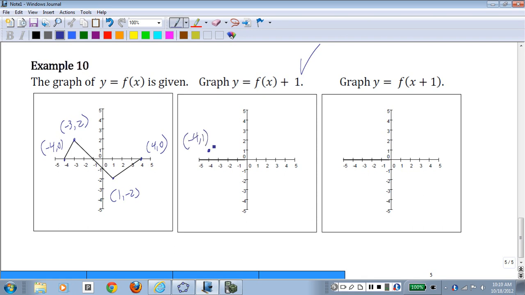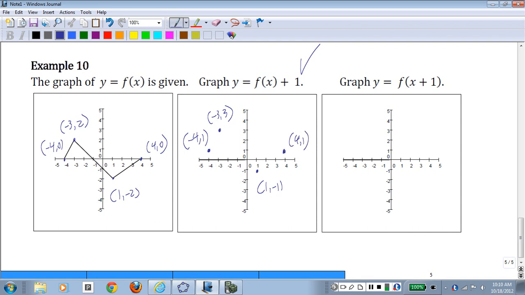(-4, 0): add 1 to the y. 0 plus 1 equals 1. (-3, 2) goes up 1 to (-3, 3). (1, -2) goes up 1 to (1, -1). And (4, 0) goes up 1 to (4, 1).